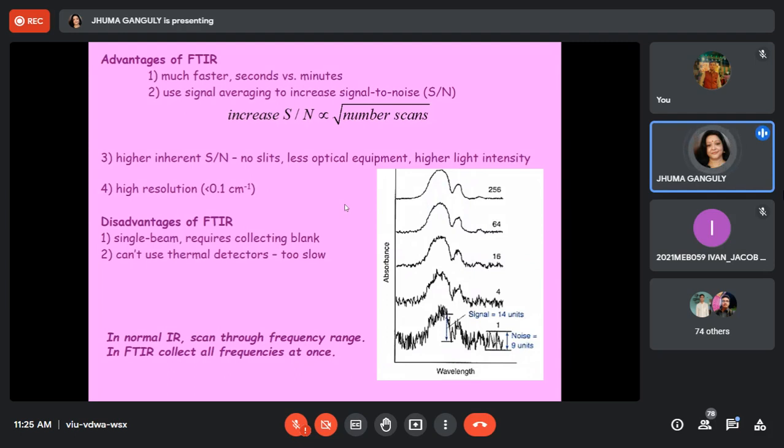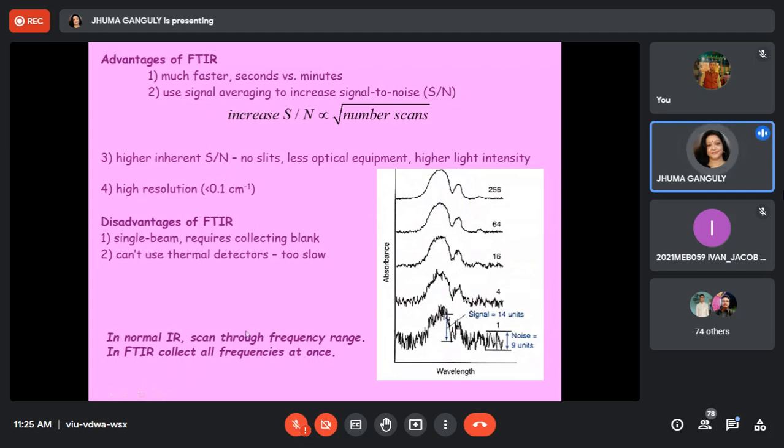We put this in our software and we get a more prominent version of the peak. That is the advantage of FTIR: much faster, seconds versus minutes. In seconds we can get the spectrum, while IR takes minutes to produce it. It uses signal averaging to increase signal to noise, so it decreases the noise ratio.